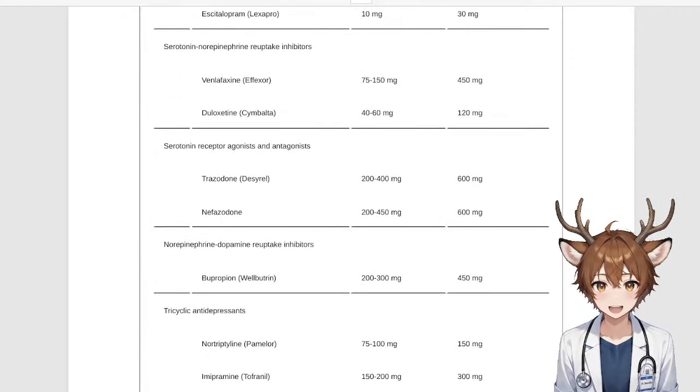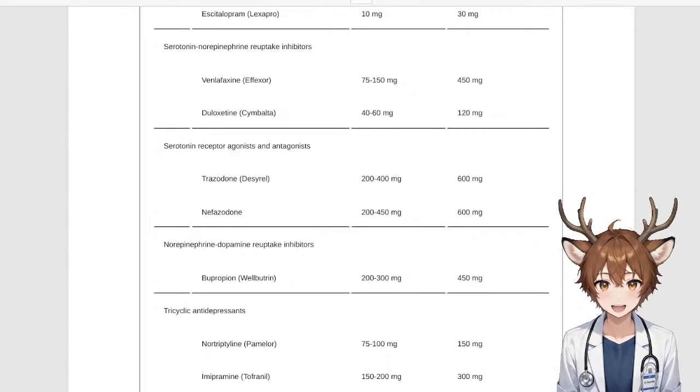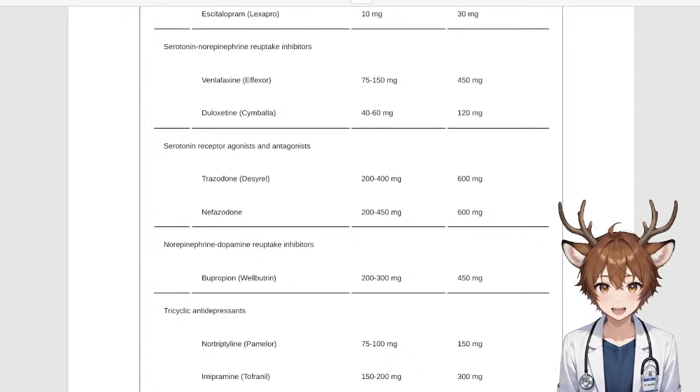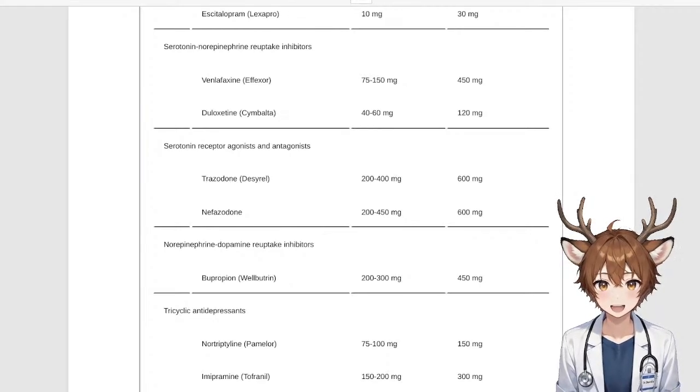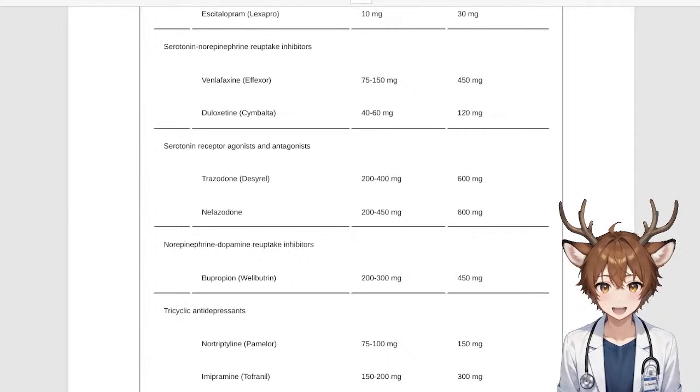Serotonin receptor agonists and antagonists. We have trazodone, also called Desyrel. Normal is 200 to 400. The extreme is 600. Nefazodone, the normal is 200 to 450. The extreme is 600.